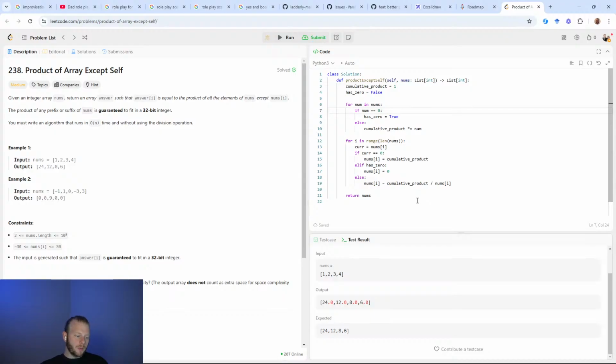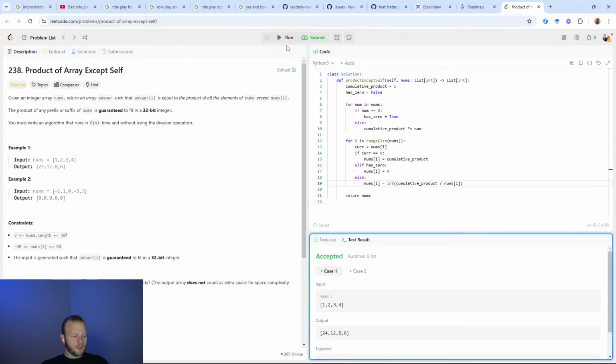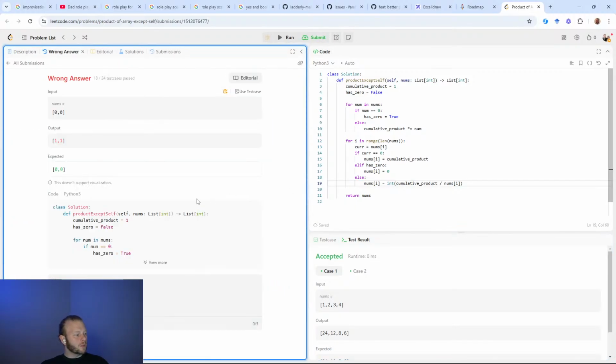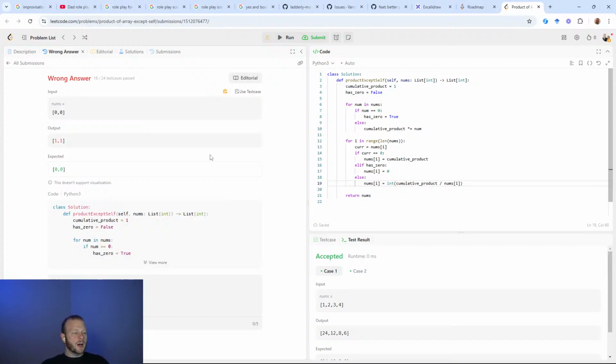Why did it double the width there? 6.0? Okay. Int. I'll just cast it to an int. Okay. Wrong. Boo. So when the nums are 0, 0. Ah, okay. I just totally skipped over a pretty important edge case, right? When they're all zeros.